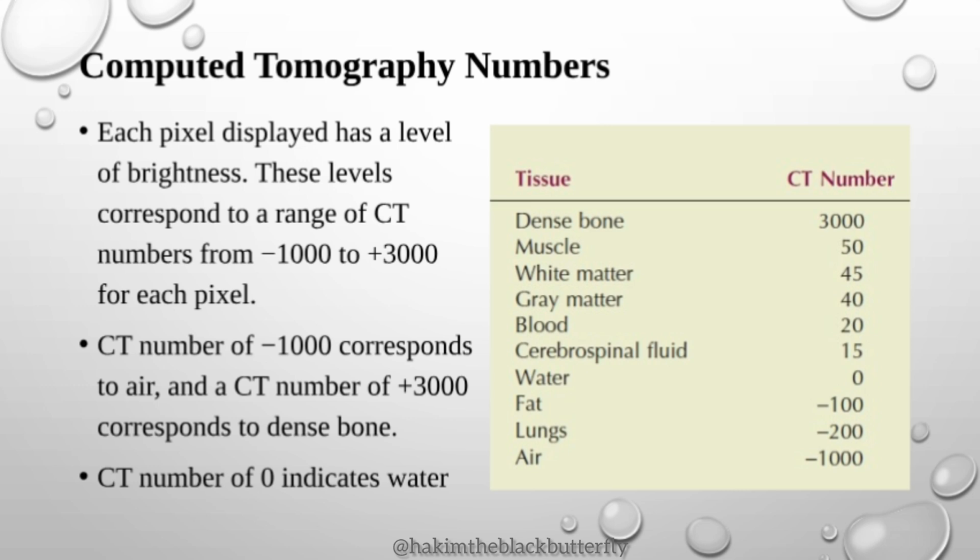So different tissues in the body have different CT numbers or CT number ranges. For example, on the right, you're seeing different tissues with their specific CT numbers. Of course, you cannot get these numbers specific.